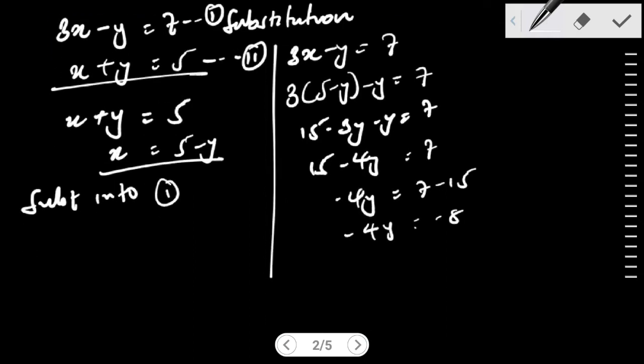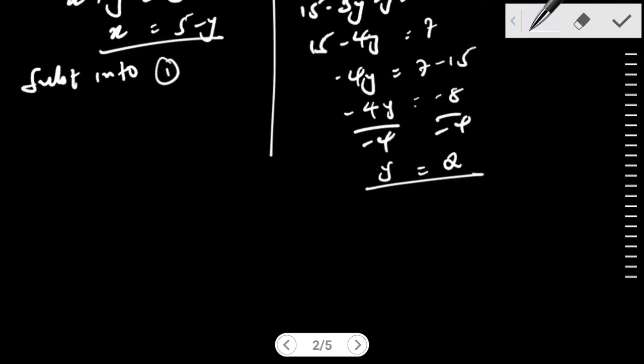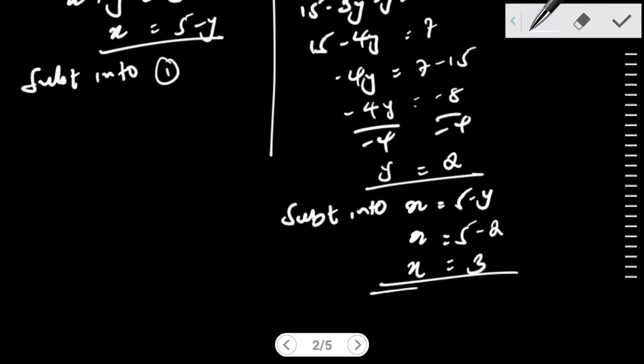And therefore, having known that, I come here and say divide by negative 4, divide by negative 4. Therefore, I get my y equals 2. Then I decide to substitute into x equals 5 minus y. Therefore, x would be equal to 5 minus 2, and x would be equal to 3. So you find that both methods work very well.